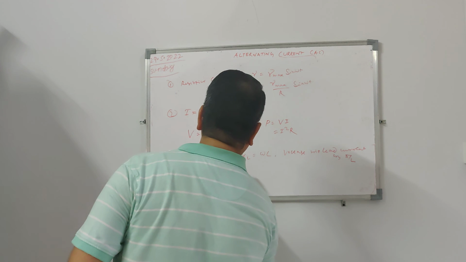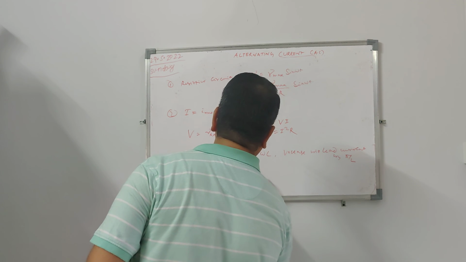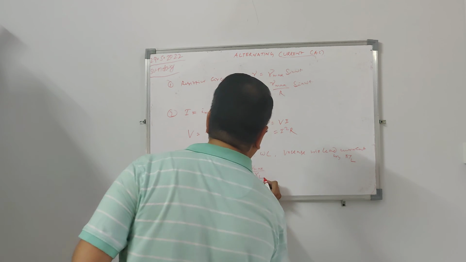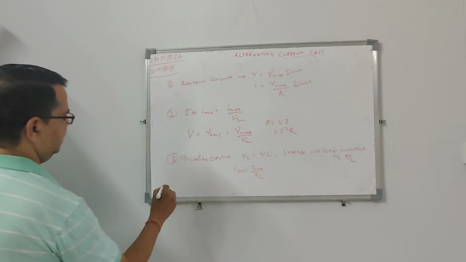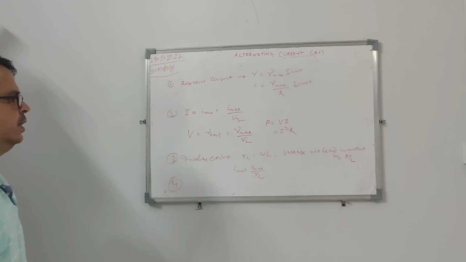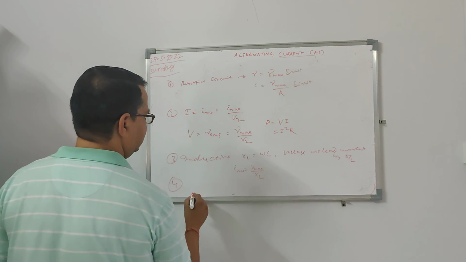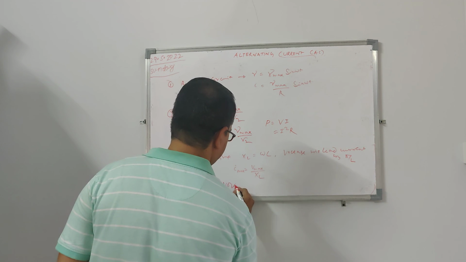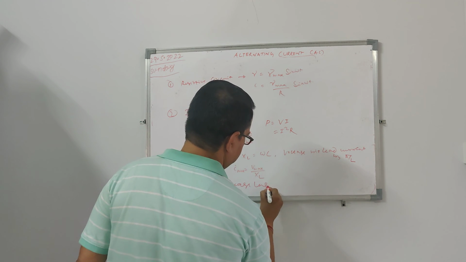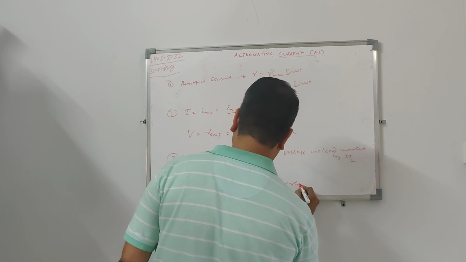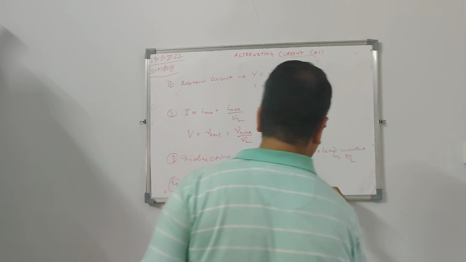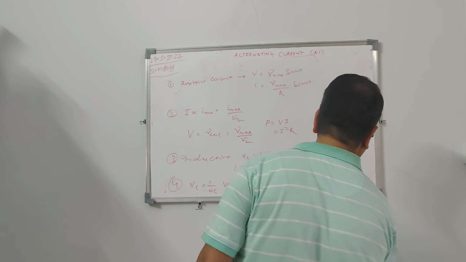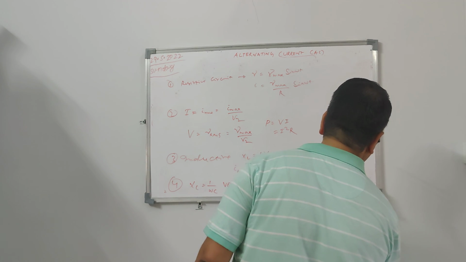So here in inductive, Im is equal to I max is equal to V max by XL. Those things we have solved. Similarly, in case of a capacitive circuit, voltage will lag current. Xc is equal to 1 by omega C. Voltage lags current, and I max is equal to V max by Xc.